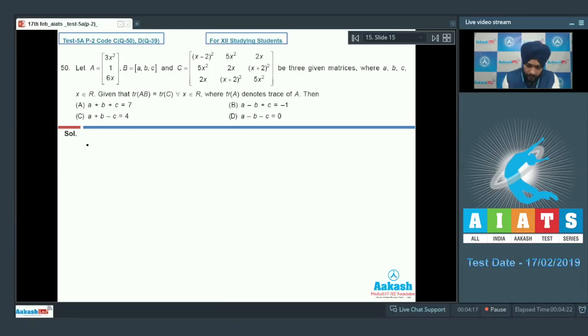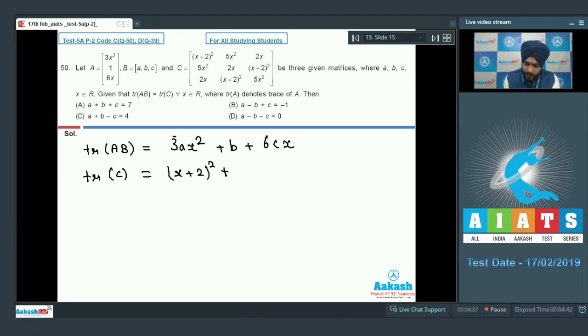So the trace of AB is the sum of diagonal elements of AB, which will be 3ax square plus b plus 6cx. And what is trace of C? Trace of C is (x plus 2) whole square plus 2x plus 5x square, the sum of principal diagonal elements of C. Okay. Now students, what we have to do, we have to equate them.